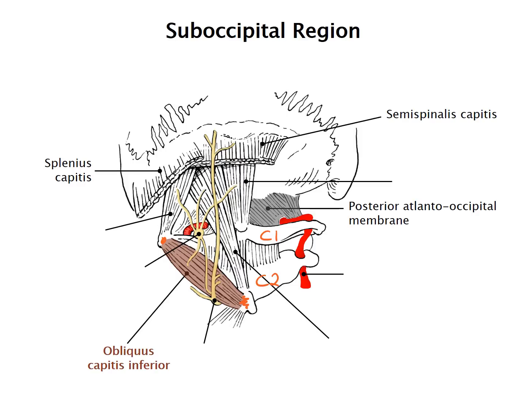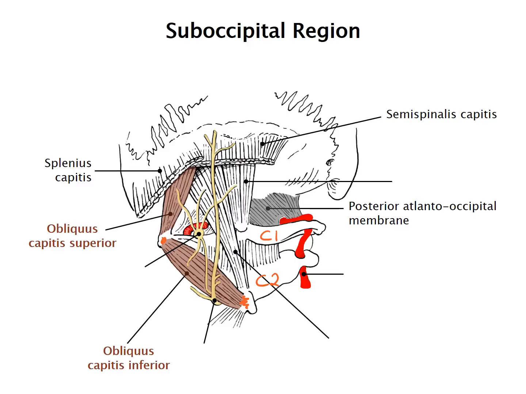Spanning from the transverse process of C1 to the occipital bone is the obliquus capitis superior muscle. This muscle will cause extension of the head upon bilateral contraction, and it will cause lateral flexion of the head upon unilateral contraction.